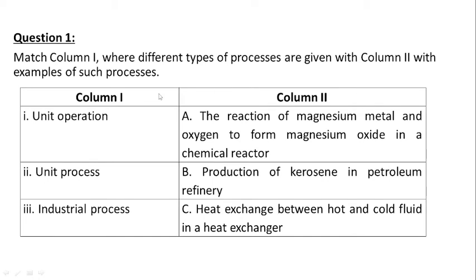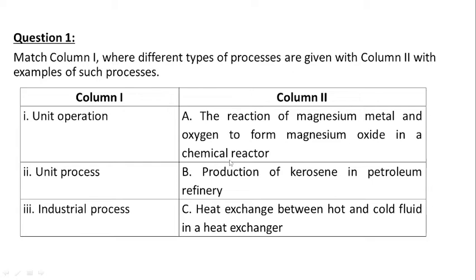This is the first question in which we are asked to match column 1 with column 2. In column 1, unit operation, unit process and industrial process is given. In column 2, some examples are given. So we know that unit operation is a physical process. So out of this, can someone tell which one will be unit operation?